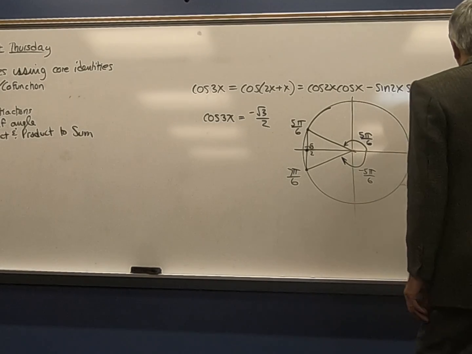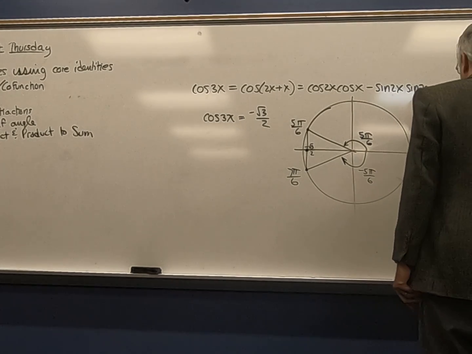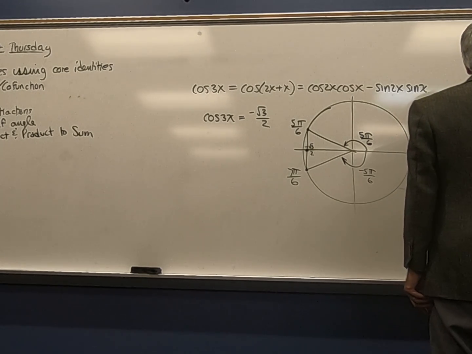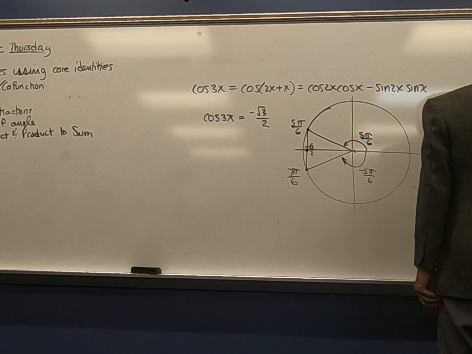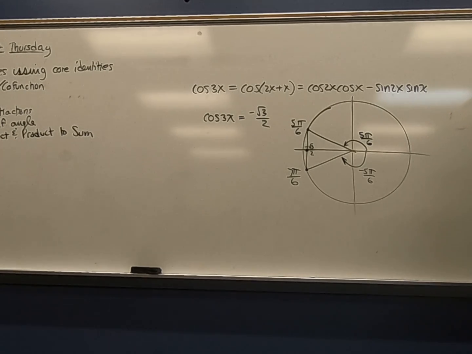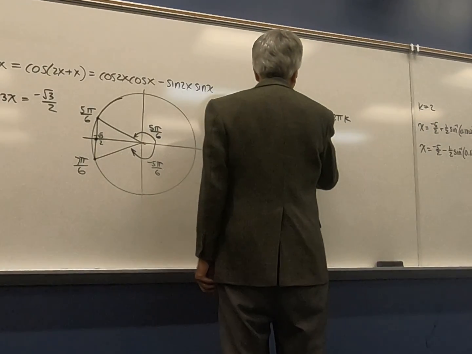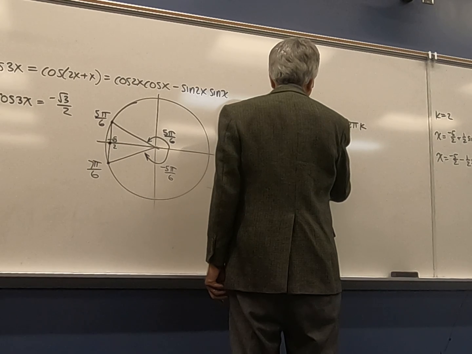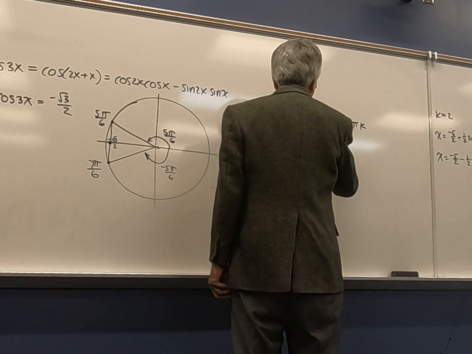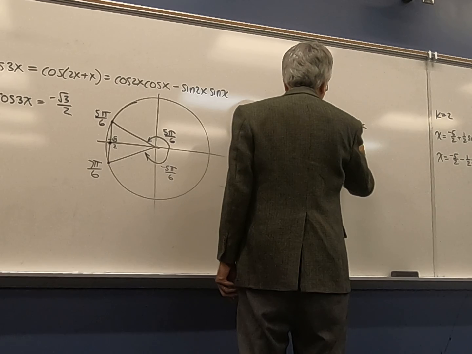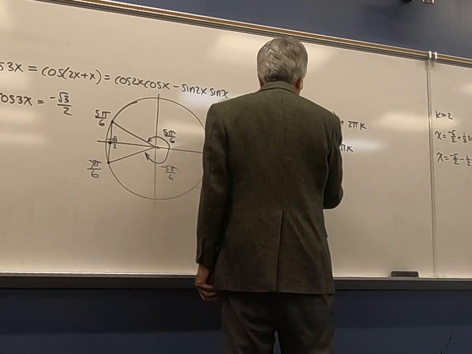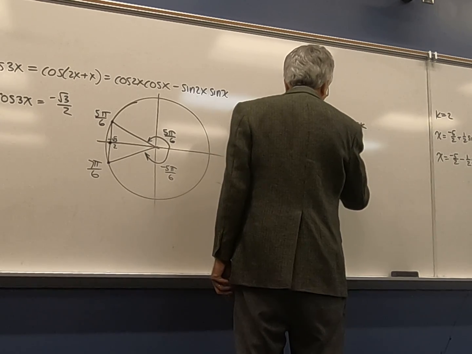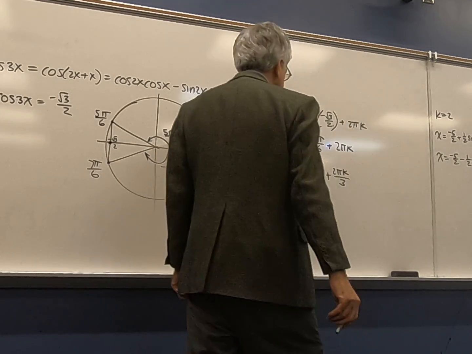So we're going to say 3x is going to be the angle whose cosine is negative square root of 3 over 2 plus 2 pi k, right? Plus, in general, plus or minus here, right? And then so plus or minus 5 pi over 6 plus 2 pi k. Then divide by 3, right? So you can have x is plus or minus 5 pi over 18 plus 2 pi k over 3.